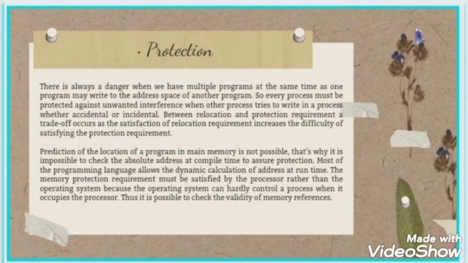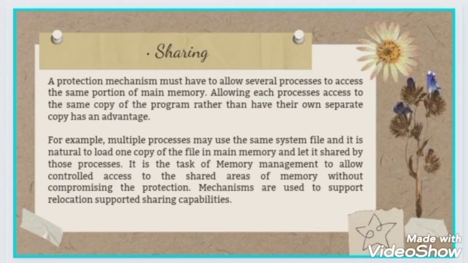The memory protection requirement must be satisfied by the processor rather than the operating system, because the operating system can hardly control a process when it occupies the processor, so it is not possible to check the validity of memory references. The third requirement is sharing.